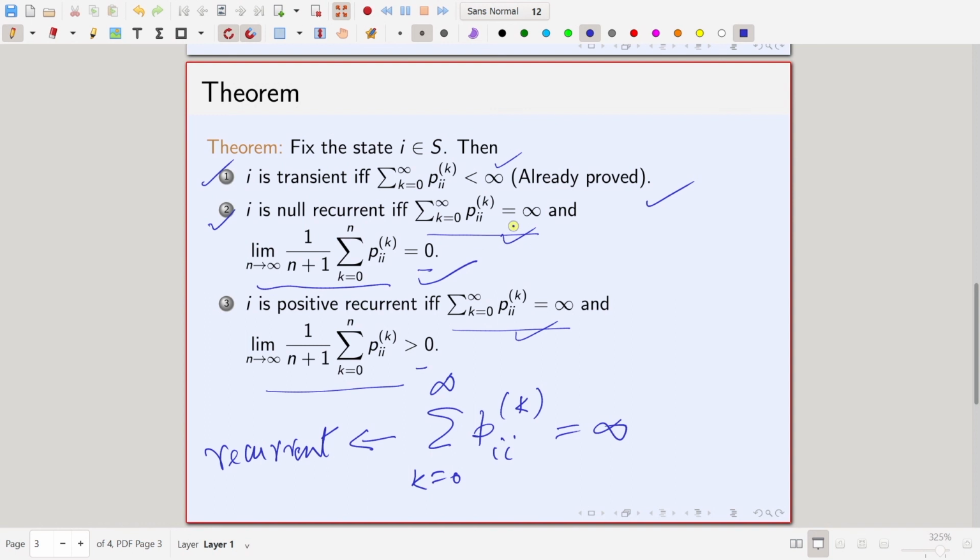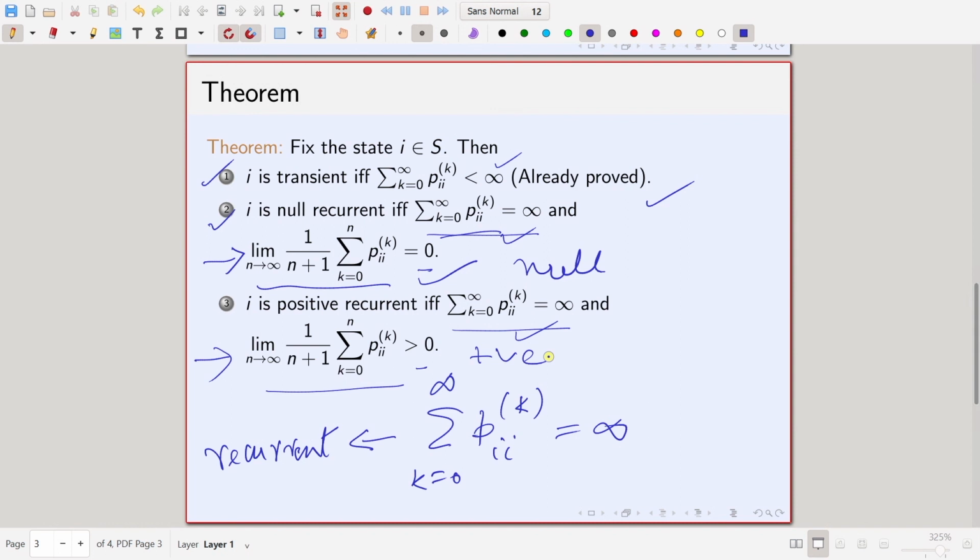So, first, in order to check whether it is transient or recurrent, you need to check whether this quantity is equal to infinity or less than infinity. If it is less than infinity, it is transient. If it is equal to infinity, then you have to further check whether it is positive recurrent or null recurrent. In order to do that, you have to look at this quantity. If it is equal to 0, then it is null recurrent, and if this limit is greater than 0, then it is positive recurrent. Fine. So, that is what this theorem tells you.